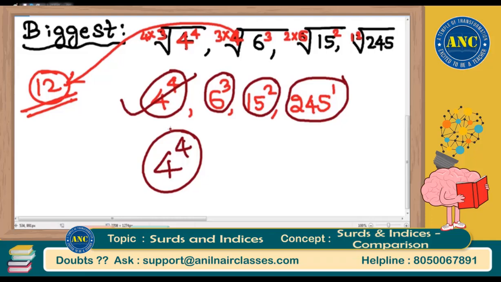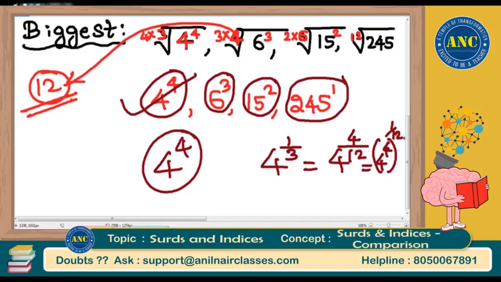That means there is no need for us to write it as 4 power 1 by 3 and then write it as 4 power 4 by 12 and then write it as 4 power 4 whole power 1 by 12 and then write it as the 12th root of 4 power 4. Simple logic: if I multiply the 3 by 4, I will raise the power to 4. This is the learning from this question. I believe that the learning is very, very clear.